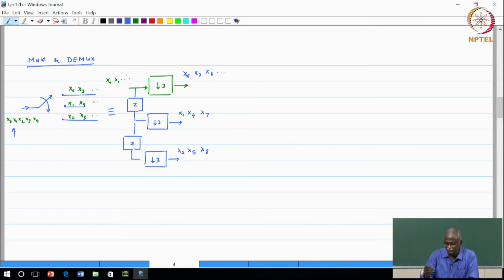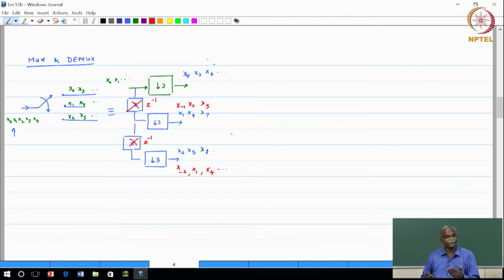We also made an observation that if I had z power minus 1 instead, can you tell me what would be the output sequence? Now the origin would have moved one unit to the left, which means x of minus 1 will now come in. So, x of minus 1 will be the first output, then x of 2, x of 5, and so on. This would be x of minus 2, am I right, x of 1, x of 4, and so on.